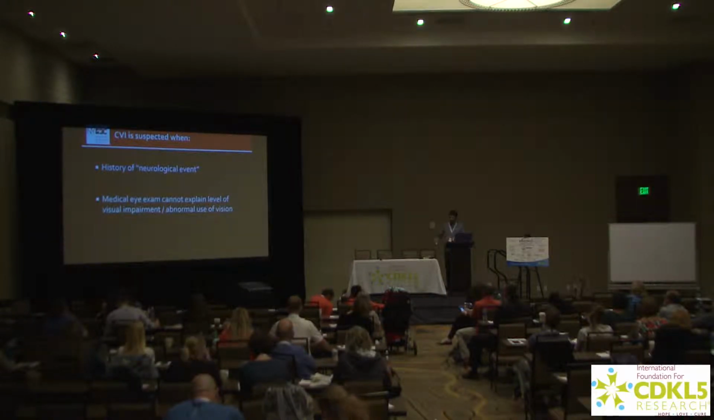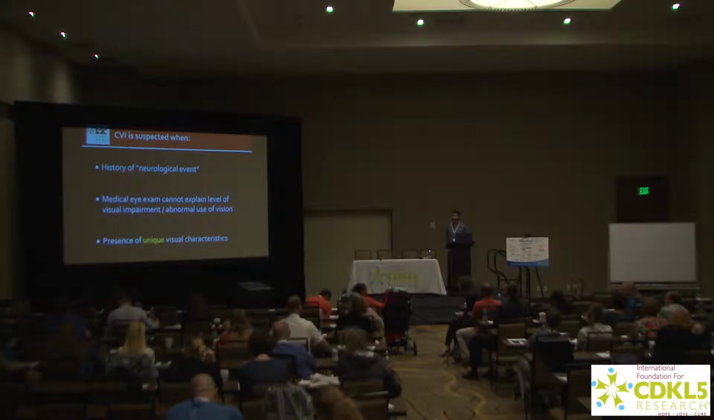Now, what's really important is that whatever you're observing that's abnormal in visual behaviors in the child, you should get it checked out by an ophthalmologist. So the second criterion is really that the medical or clinical eye exam cannot explain what you're observing. It's important to rule that out because if there's something else going on, it requires a whole different response and treatment. And then finally, what we're going to spend pretty much the entire rest of the time talking about today is the presence of unique visual characteristics that are very specific to CVI and that really couldn't be explained by pretty much anything else.